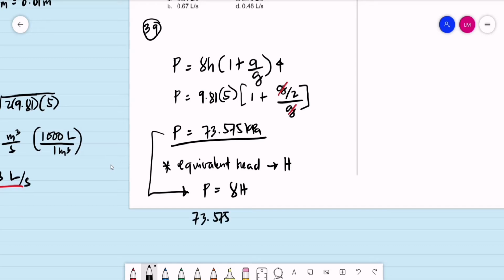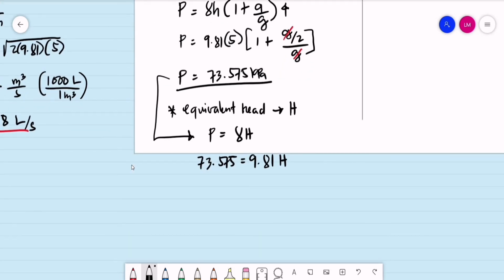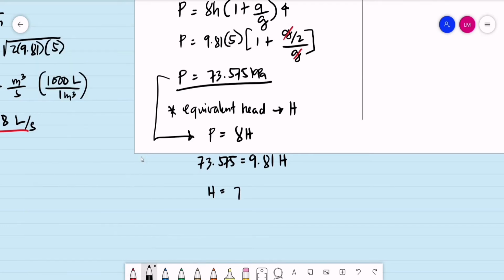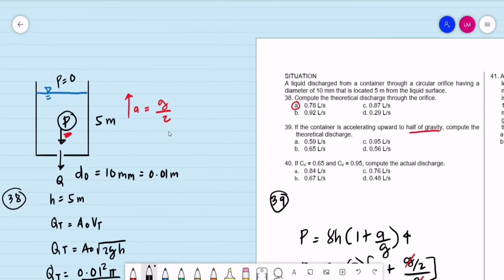Equal to gamma 9.81 times, ano yung equivalent na total? Ay, total head. So, that is, ay yung total head natin dito, H will be equal to 73.575 divided by 9.81. So, ang total head natin this time is 7.5 meters. So, mas mataas na siya for a reason. Ayun yung effect ng acceleration na upward.